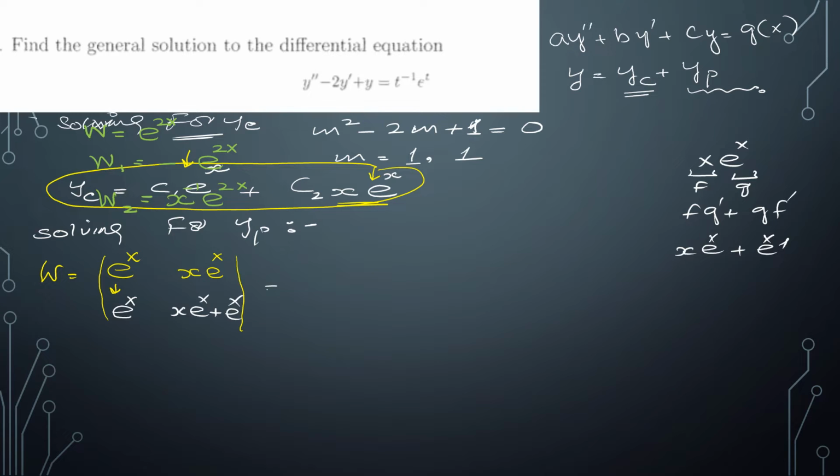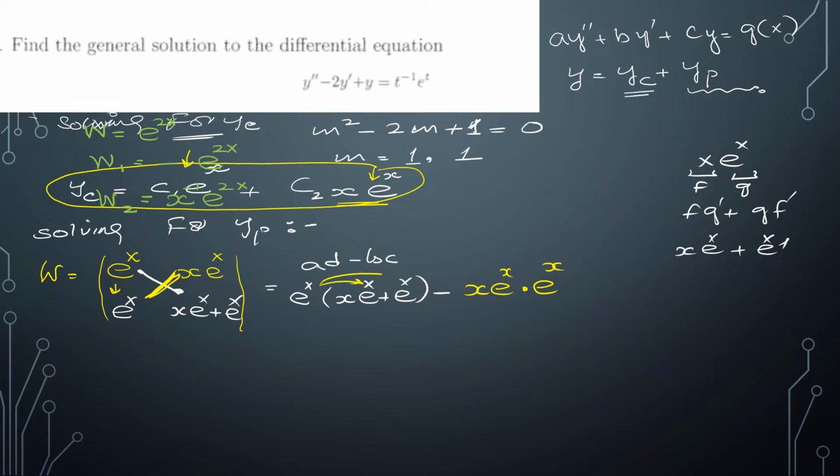Now we have to solve them, and that is AD minus BC. So the determinant equals AD, this is A, this is D, minus BC. So our AD will be e to the power x times (x e to the power x plus e to the power x) minus BC. So this is our BC. So BC will be x e to the power x times e to the power of x.